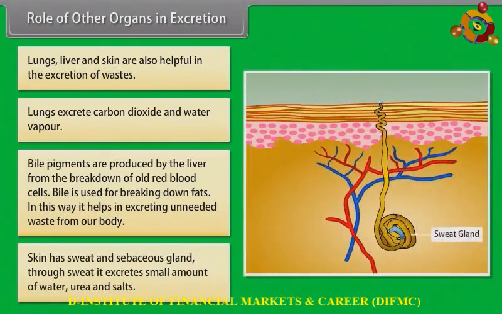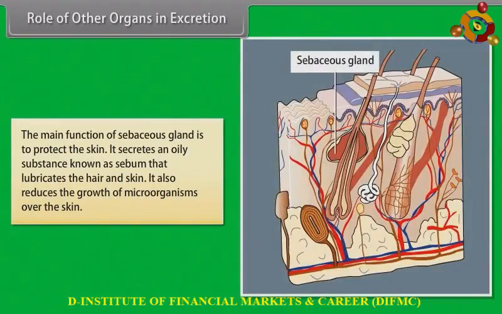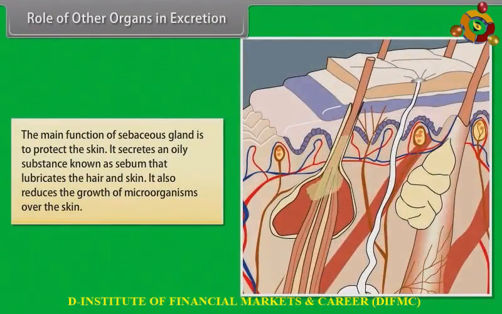Skin has sweat and sebaceous glands. Through sweat, it excretes a small amount of water, urea and salts. The main function of the sebaceous gland is to protect the skin. It secretes an oily substance known as sebum and lubricates the hair and skin. It also reduces the growth of microorganisms on the skin.